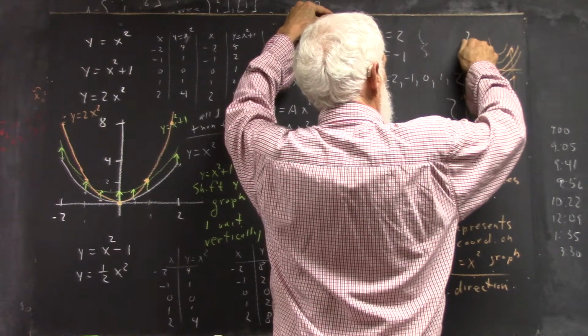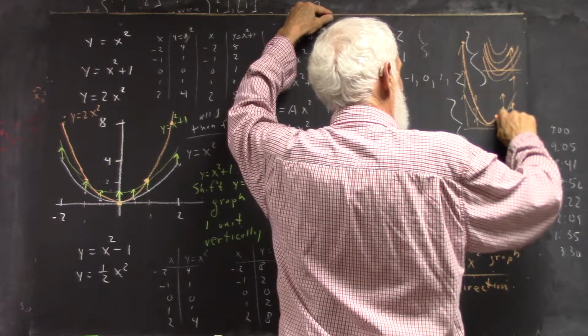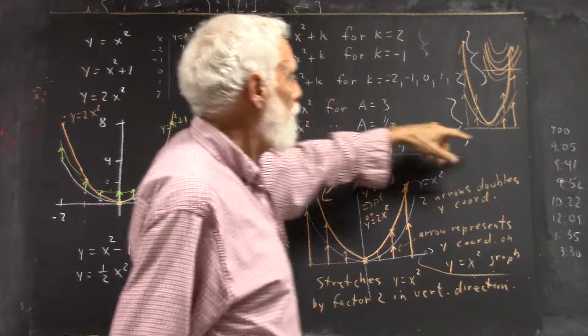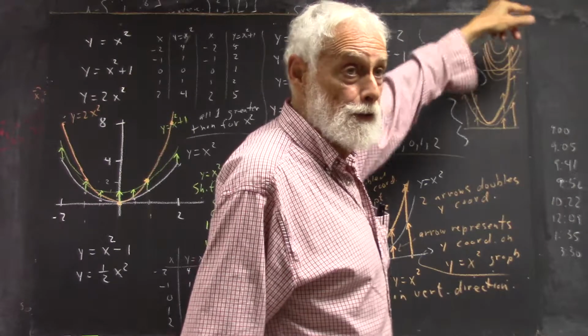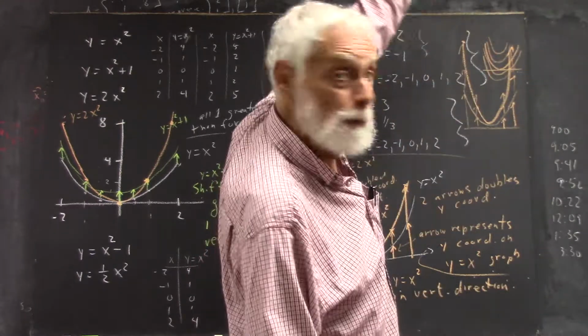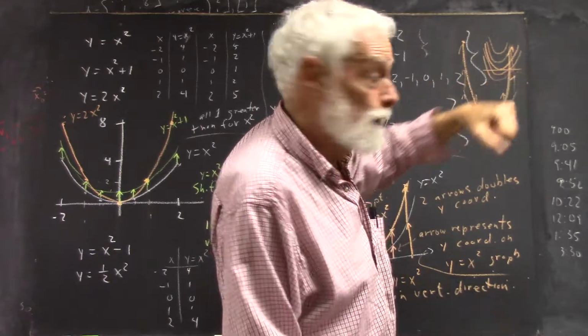Of course, things get a little out of hand because my graphs start overlapping, but you get the idea. There's x squared, there's 3x squared. You just stretch it a little more. Stretch it by a factor of 3.